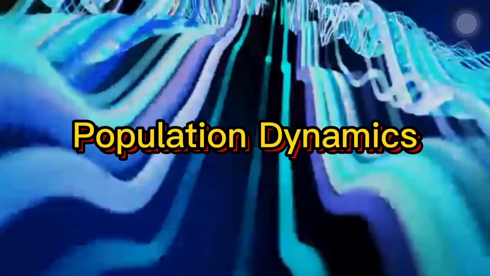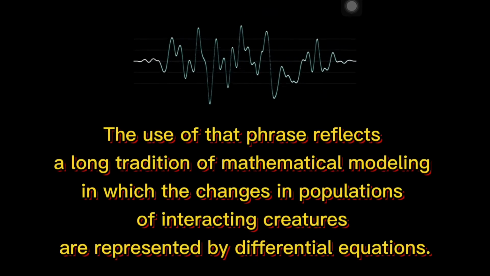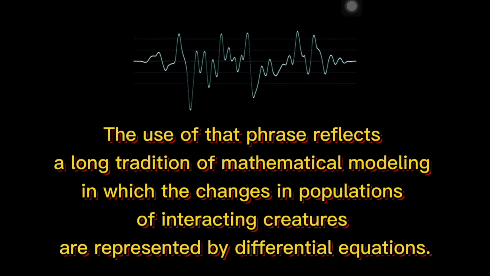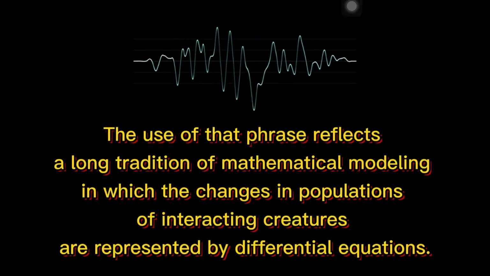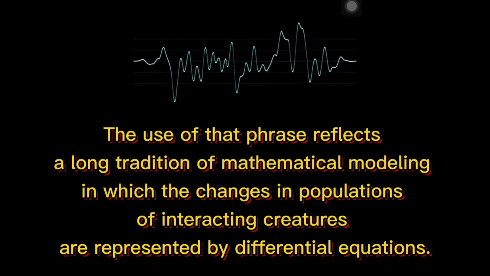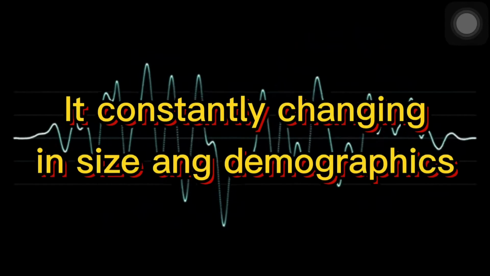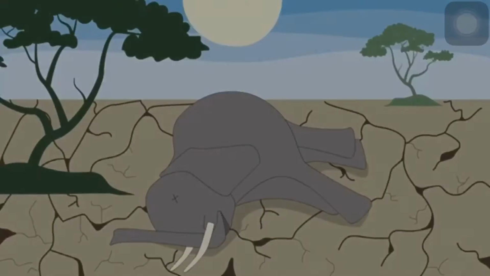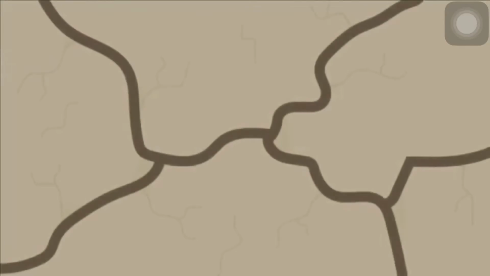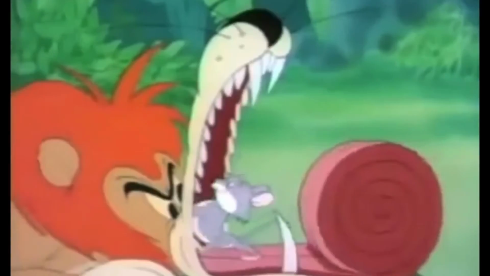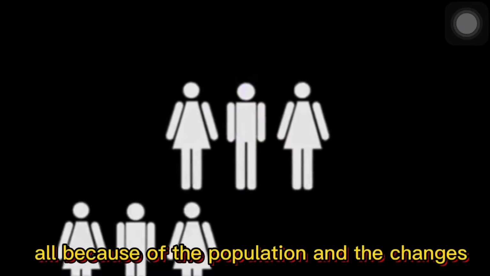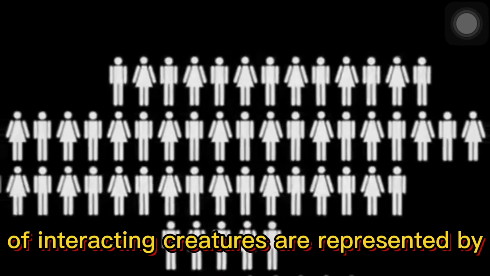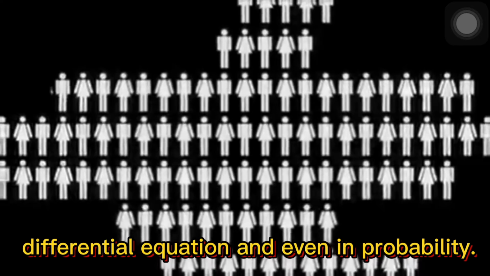Population dynamics. The use of that phrase reflects a long tradition of mathematical modeling in which the changes in populations of interacting creatures are represented by differential equations. Populations are constantly changing in size and demographics. New animals are born and old animals die. Other factors such as drought, fire, and predators all affect the population, and the changes of interacting creatures are represented by differential equations and even by probability.